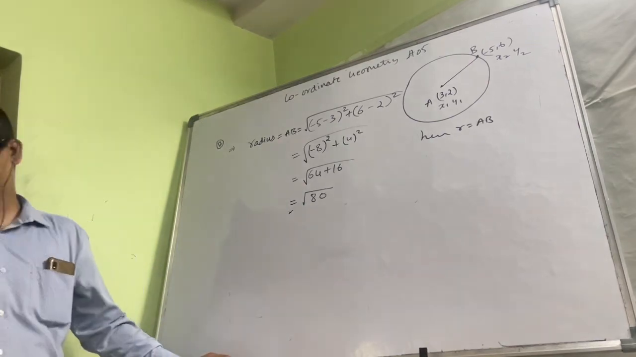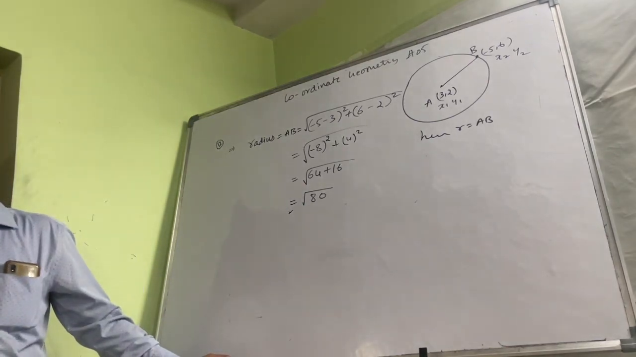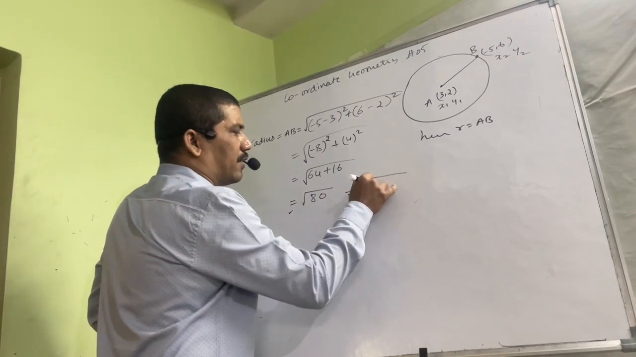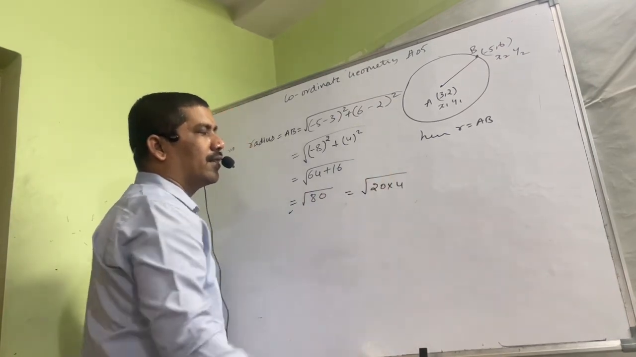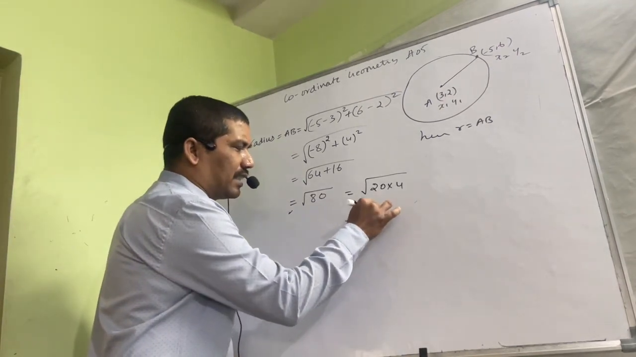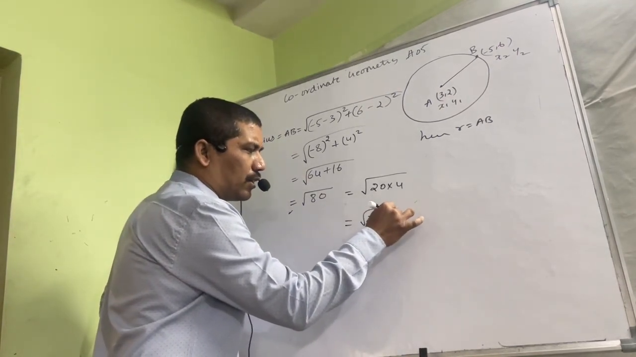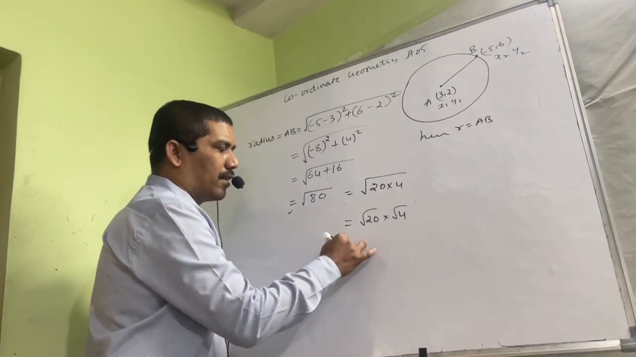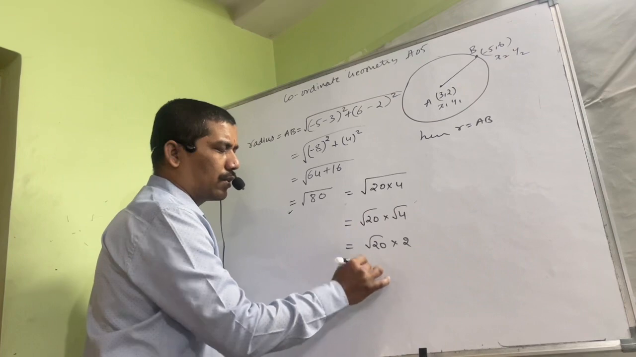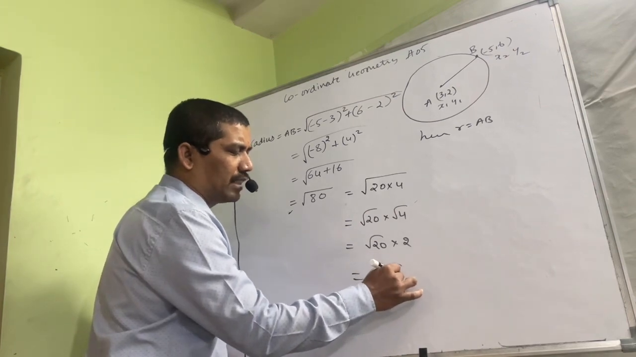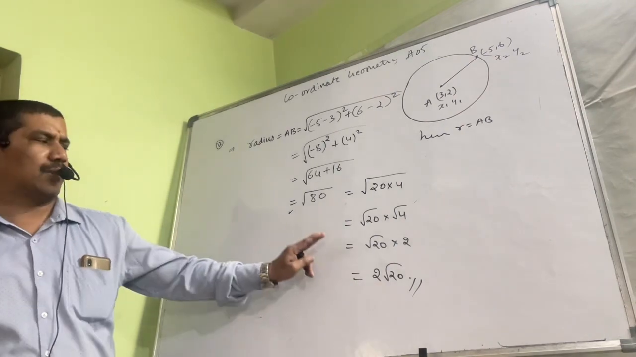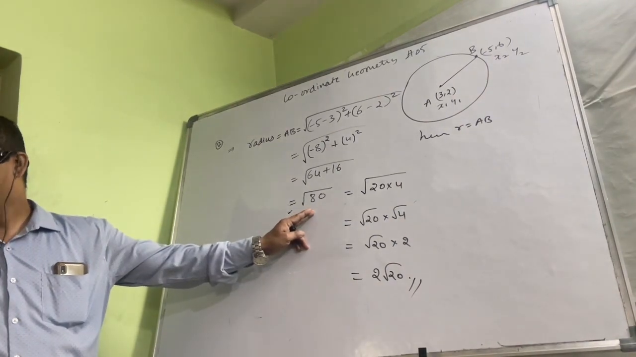But 80 is not a perfect square. Clear? If you want, you can do like this. 20 into 4, 80 only. So square root 20 I am writing separately. Square root 4 I am writing separately. So square root 20 as it is, square root 4 value will be 2. So this can be written as 2 root 20. Okay? You can do till this or you can stop here also.